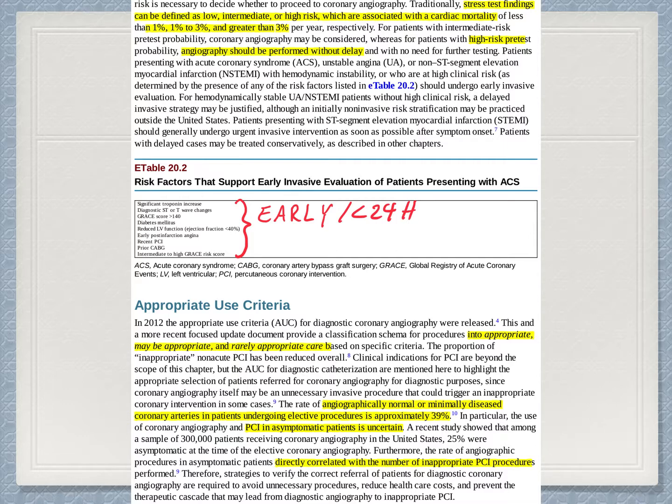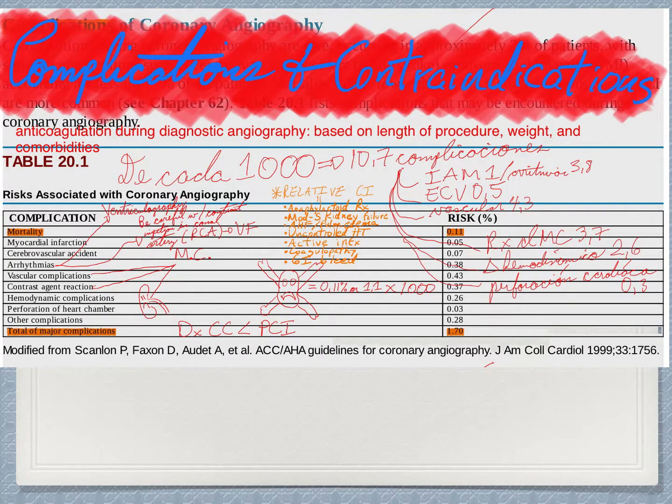Remember that for each patient that is in the cath lab, there might be one patient that should be in the cath lab that cannot go because there is another one in the cath lab at that present moment. So, which are the complications and contraindications? We'll see it in the next video in part 2.